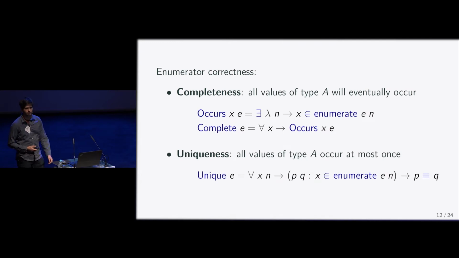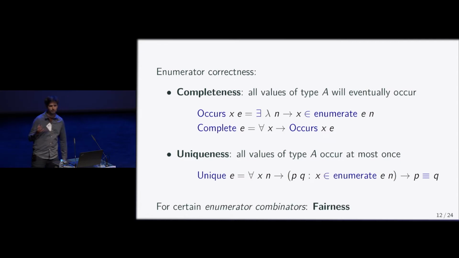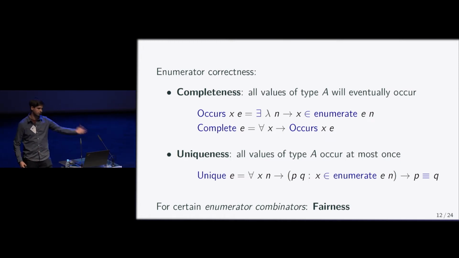And dually to that, we have a notion of uniqueness that says that an enumerator for type A is unique if all the values of type A will occur at most once. And the way we formalize this is by saying, if there's two proofs P and Q that point to a value X in the enumeration, then actually these proofs point to the same location. And then as a final thing, as a side remark, I just want to say that for certain combinators of enumerators, we also establish a notion of fairness. For example, that ensures that if you have a data type with two constructors, that you don't enumerate one constructor first and only then get to the other constructor. But if you want to know more about that, you should read the paper.